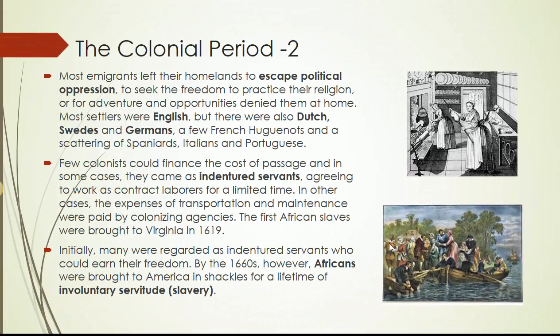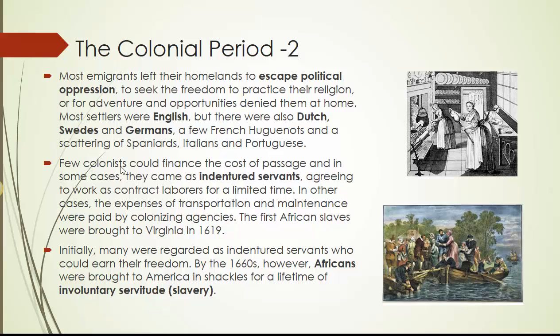The Colonial Period, page 2. Most emigrants left their homelands to escape political oppression, to seek freedom to practice their religion, or for adventure and opportunities denied them at home. Most settlers were English, but there also were Dutch, Swedes, and Germans, a few French Huguenots, and a scattering of Spaniards, Italians, and Portuguese.